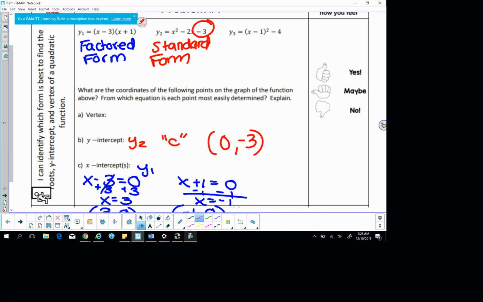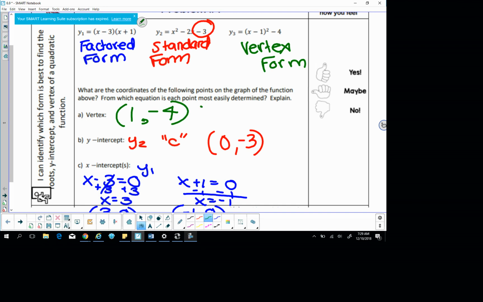But standard form's easiest. We can get the axis of symmetry or vertex because we did negative b over 2a, but that would take more work. Because this third one is in vertex form. That's why it's easiest to find the vertex, because it's already in vertex form. And so remember, our vertex, our x-coordinate's the opposite of what's in the parentheses. So what's our x-coordinate? Positive, right? Because it's the opposite. But the same as what's on the outside. So negative 4. Remember that?